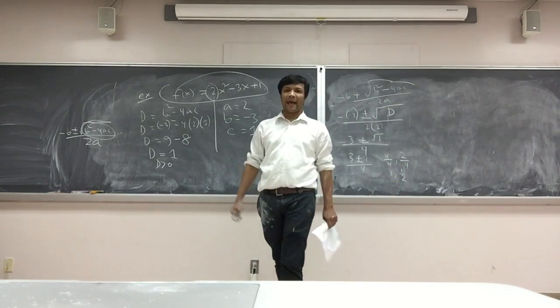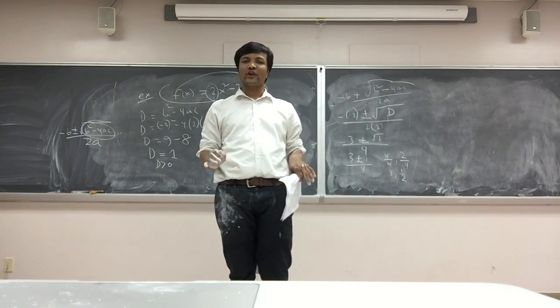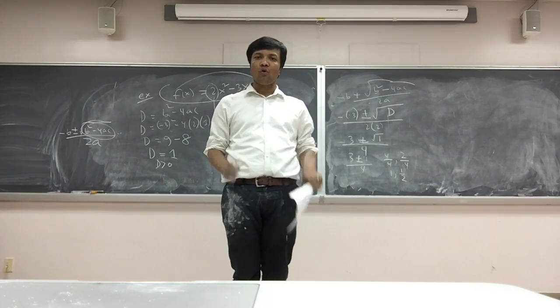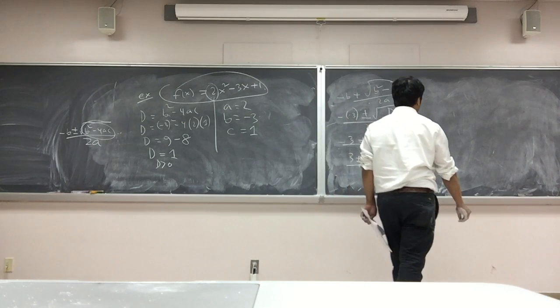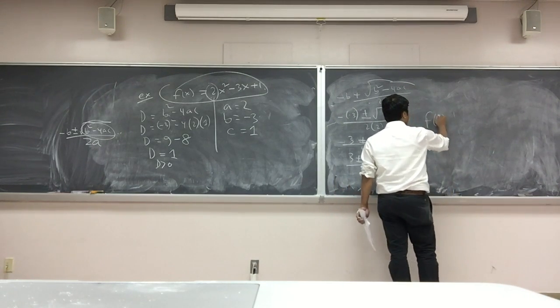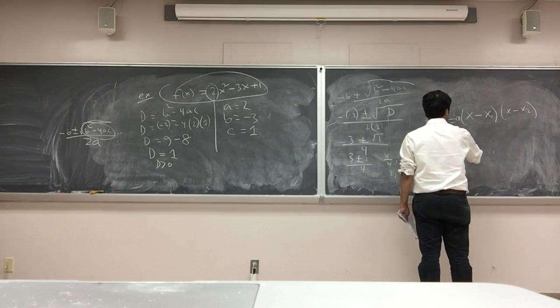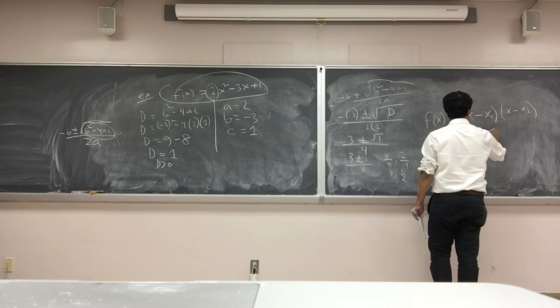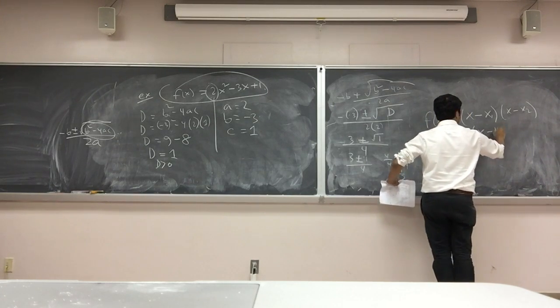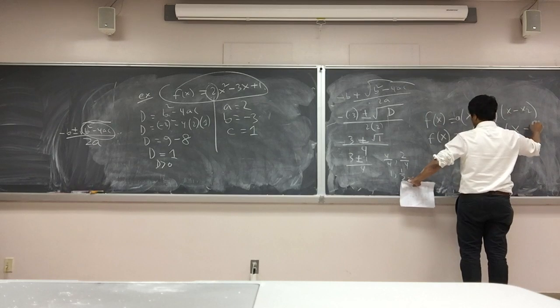Now we're going to go back to the factoring form of the quadratic equation. The factoring form of the quadratic equation is f of x equals a, which is 2, times x minus x1, which is 1, and x minus x2, which is one half.